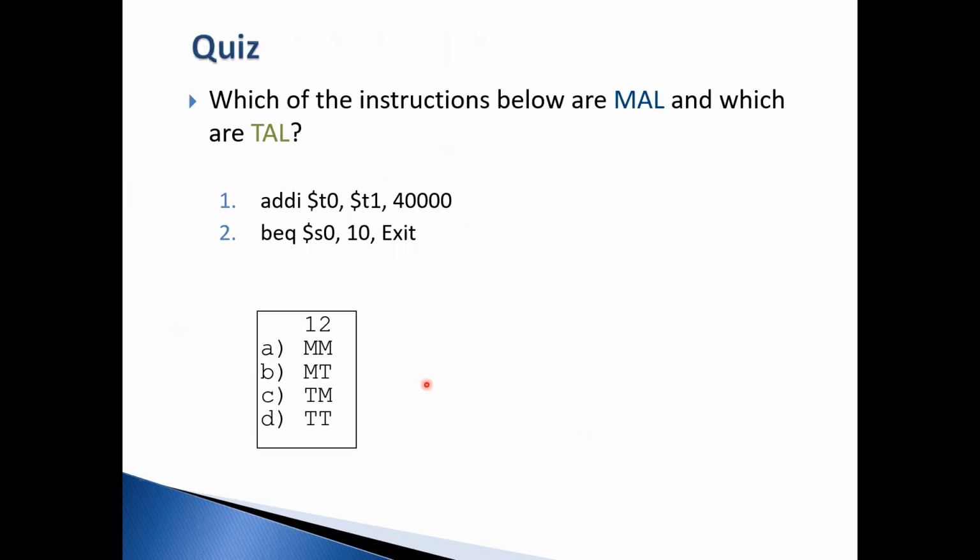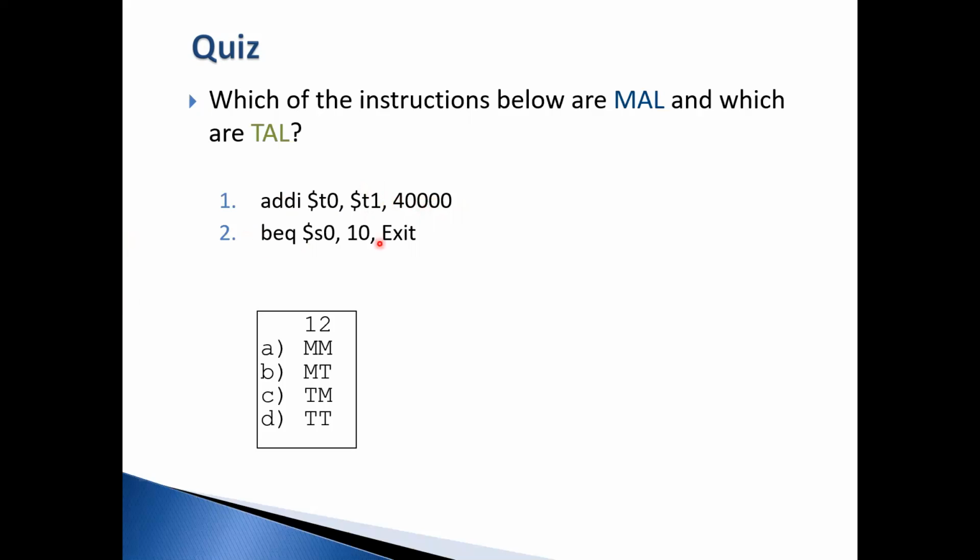Okay. So here's an example again. Which one is MAL and which one is TAL? So the first line, addi T0 T1 40,000, is it a MAL or TAL? Who says it's MAL? Who says it's TAL? So let's think about it. Can you fit this into 16 bits? No, right? Because with 16 bits, you can only go up to 32,000. So this is a MAL.